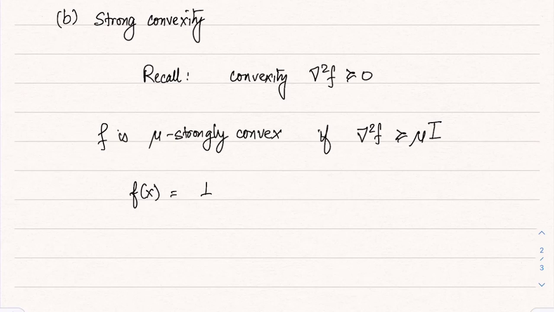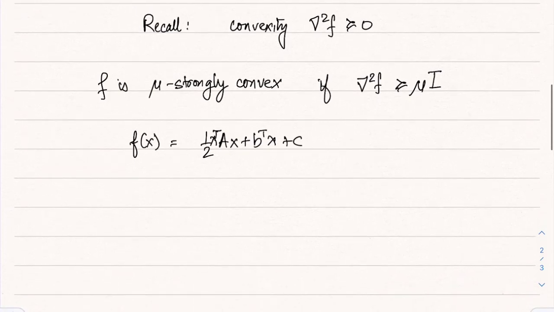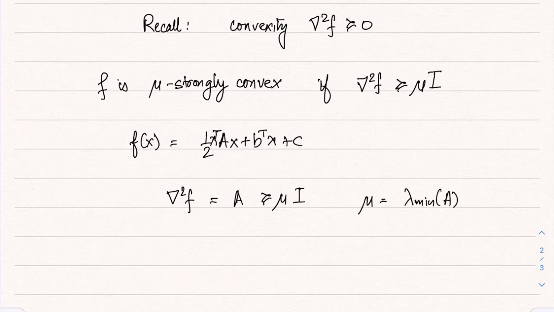Again, let us take an example of the quadratic form: x transpose Ax plus b transpose x plus c. Its Hessian we again know is A. And what is the value of mu for which A is greater than mu times identity? We can see that mu is equal to lambda min of A. So in other words, this function is lambda min of A strongly convex.